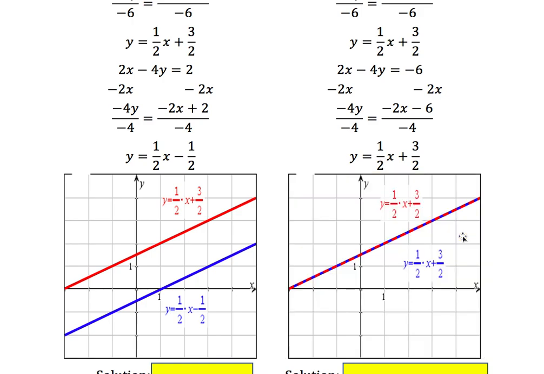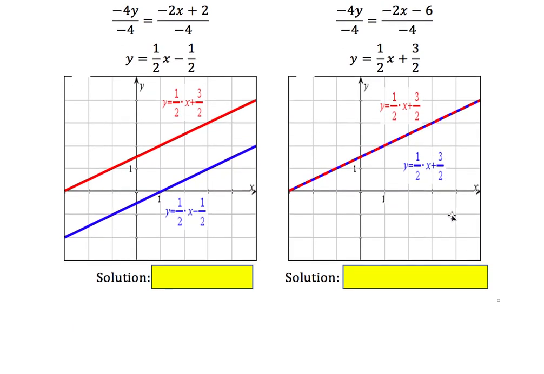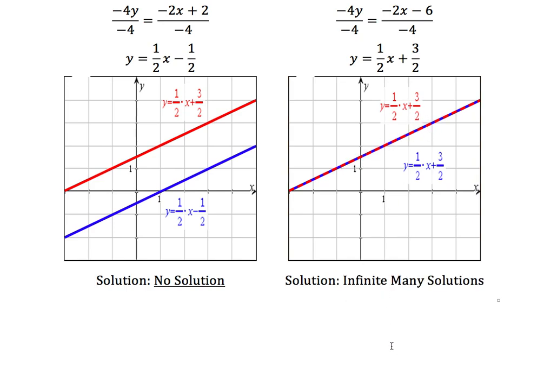So when you graph them, you're going to have a situation that looks like this, where the lines are right on top of each other. When you have graphs where you have parallel lines that never intersect, you have no solution. When you have graphs where the lines are right on top of each other, you have infinitely many solutions.